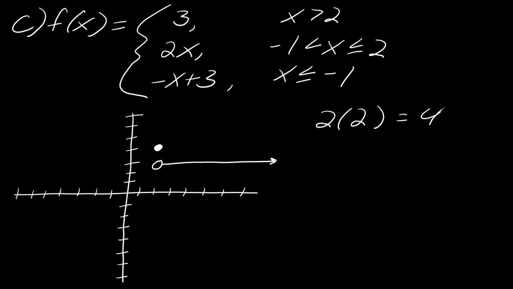And then we have to figure out what's happening at -1, right? Because -1 comes from here. So 2 times -1 equals -2. So now I have to mark the point -1, -2. And does that get a closed or open circle? So if I look at this, -1 is not included, so it gets an open circle. So -1, -2.